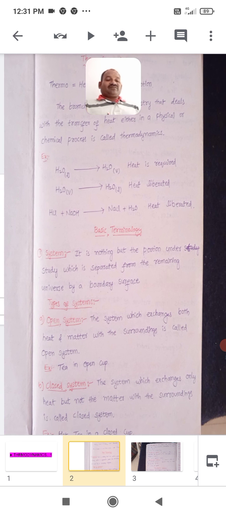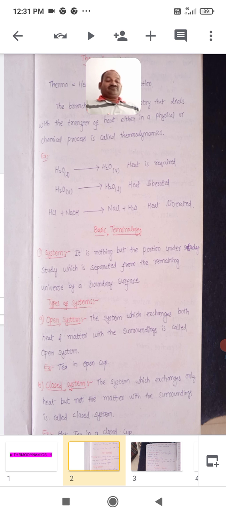Types of systems. Open system: the system which exchanges both heat and matter with the surroundings is called an open system. The best example is tea in an open cup. The heat and matter are exchanged with the surroundings.